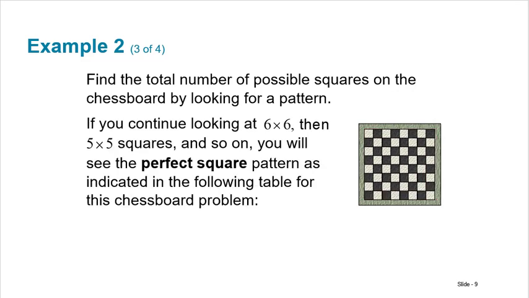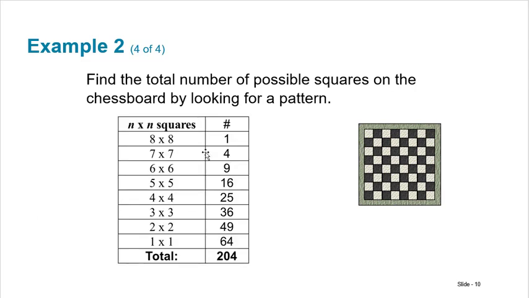And then you look at a 6 by 6 and how many ways you can make that, and then a 5 by 5, and then a 4 by 4, and so on and so forth. And pretty soon you'll start to see a lovely pattern. It's 1, and then 4, and then 9, and then 16. And what do you notice about these numbers? They're all squares: 1 squared, 2 squared, 3 squared, 4 squared, 5, 6, 7, and 8 squared. You add those all together, and there's 204 total squares on that chessboard.